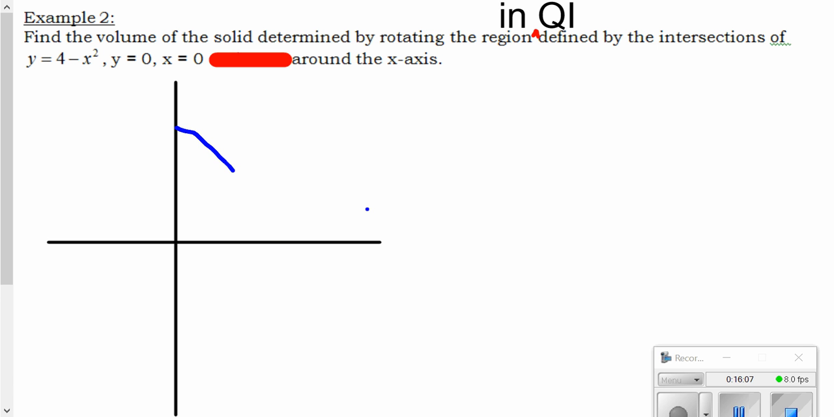Okay, so this is a downward facing parabola. This tells me that this point is (0, 4). I am only looking at the part in quadrant 1. My other boundaries, these two, are the axes.